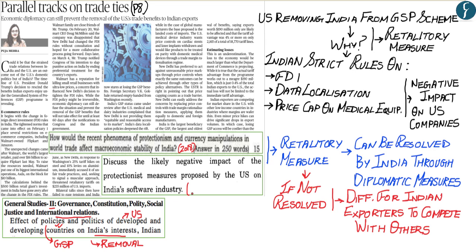And similarly a question was asked in the mains examination of 2012, which had asked to discuss the likely negative impact of the protectionist measures proposed by the United States on India's software industry. And it is within that context that the impact on India from being removed from the GSP scheme of the United States becomes relevant for your mains examination. And so now with this, let us move on to the next article.